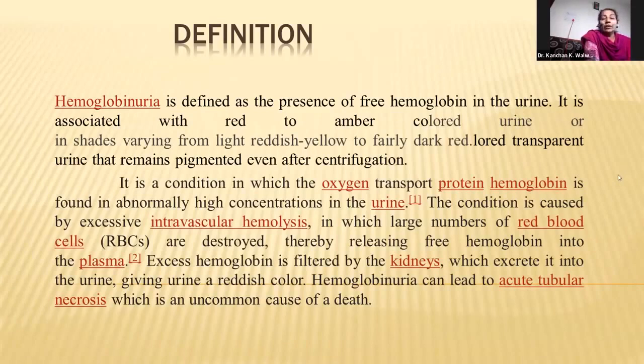In hemoglobinuria, the color remains the same as it was earlier even after centrifugation, and in case of hematuria, once the centrifugation is done, the RBCs settle down, and the supernatant urine becomes colorless or light yellow to dark yellow, and at the bottom you get a button of RBCs. So this way you can discriminate between hemoglobinuria and hematuria.